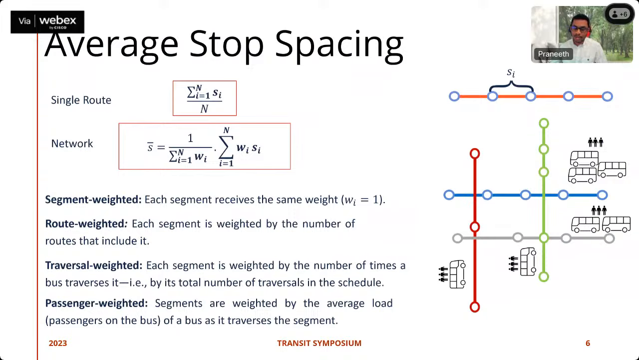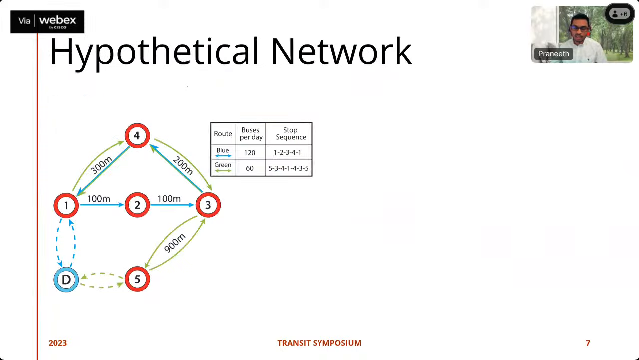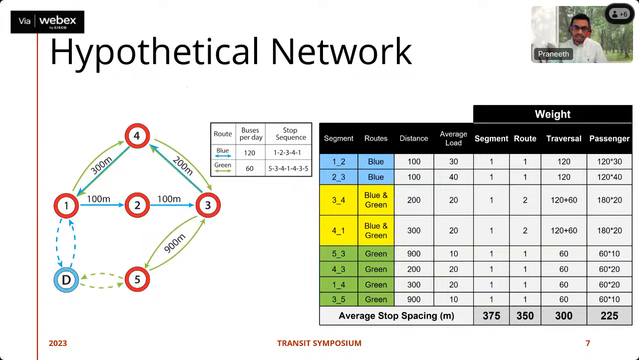To see how these different spacings play out, we came up with a hypothetical network to illustrate them. Here in this network, which is a very simple illustration, we have two routes, blue and green, with blue having twice as many buses per day than green, and following that stop sequence. If we were to construct the weightings for these and get the average stop spacing, we would notice that the average stop spacings for each different weighting system are widely different, ranging from the segment weighted being 375 to the passenger weighting being 225. So even with a very simple example like this, we were able to show that the averages might not mean anything unless you are talking about what the weightings are.